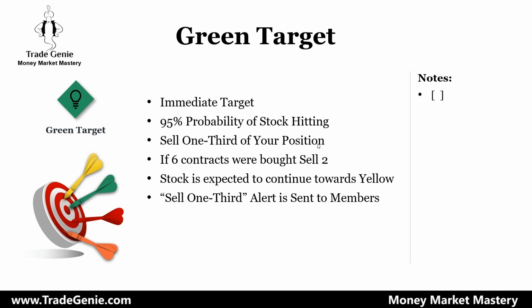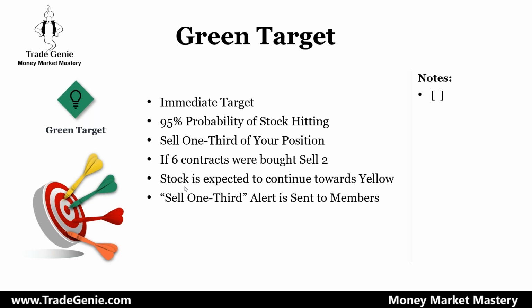So sell 1/3 of your position. I send you the alert saying sell 1/3, and you can follow it yourself. So if 6 contracts were bought, you sell 2, and you have 4. With those 4, you're going for a higher target, most likely the red target. Some for yellow, and others for red.